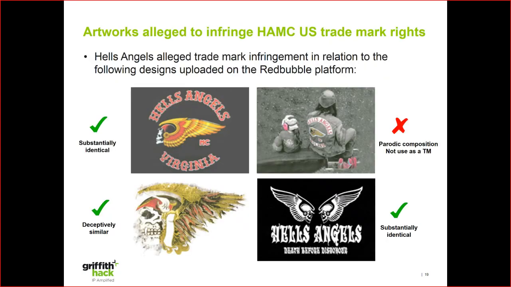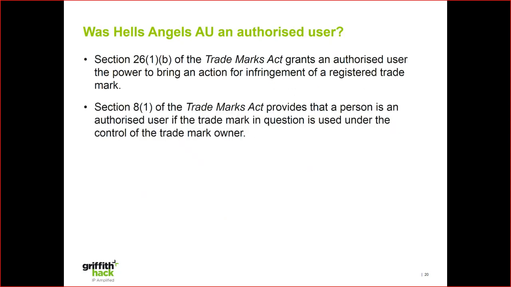So these are the images that were being uploaded onto the Redbubble platform, and Justice Greenwood was of the view that 3 out of the 4 constituted trademark infringement. He formed the view that the one in the top right corner with the Hells Angels motorbikey and the little girl sitting down was not trademark use per se, and so given it didn't constitute trademark use, it couldn't be a trademark infringement. But the other 3, he said, were trademark infringement, so he had to then go on to consider the various issues in relation to the trademarks infringement claims.